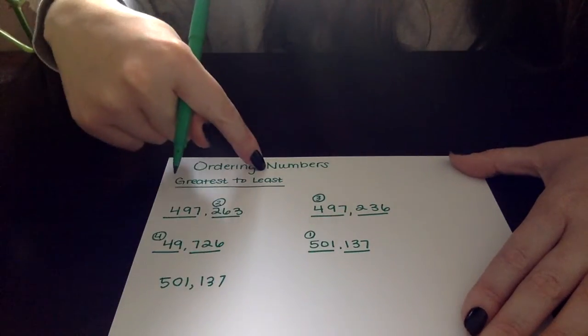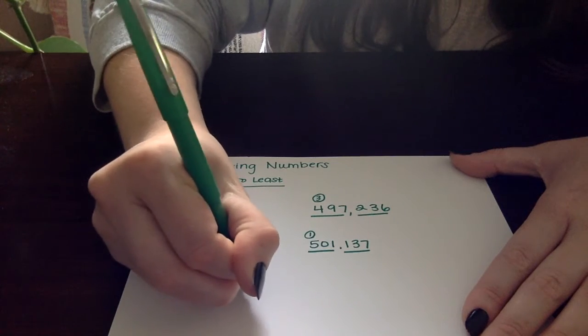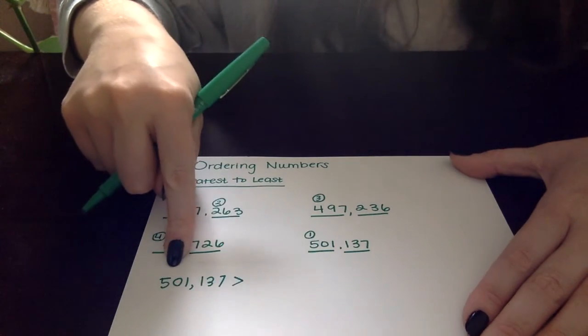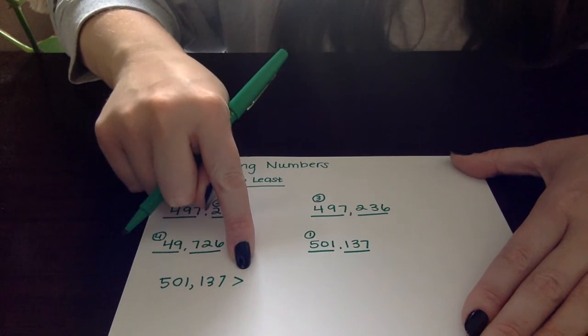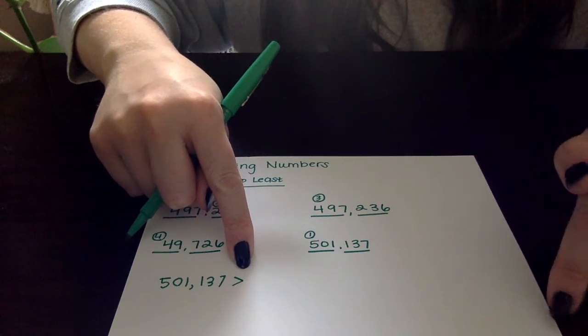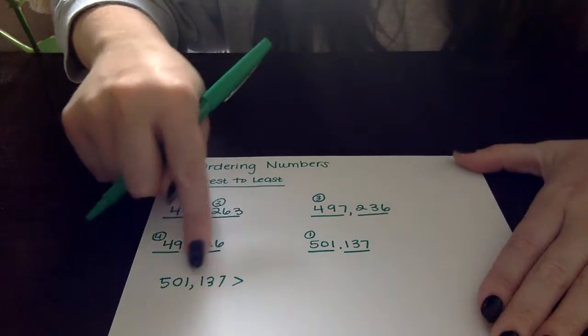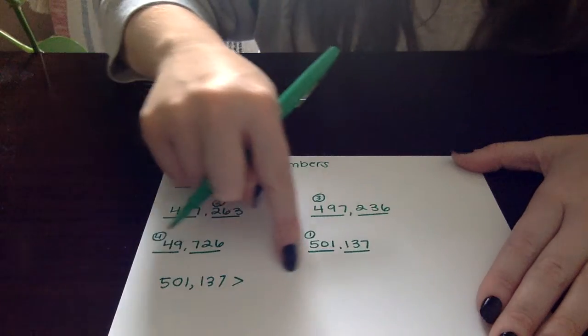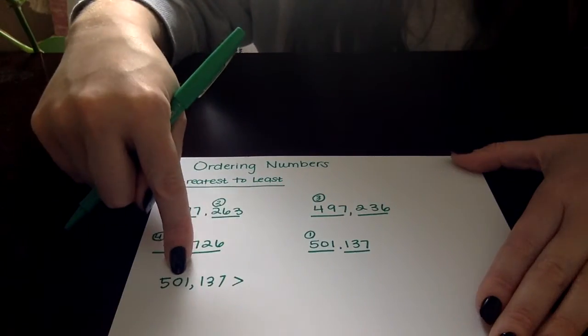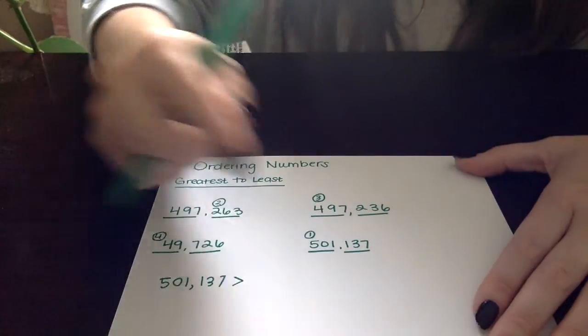Since I'm writing greatest to least, I need to use my greater than sign because as I read from left to right, it should say 501,137 is greater than. When we write it out in a linear fashion, meaning in a line, everything to the left of the greater than sign needs to be larger than what's to the right of it. Since we start with greatest, it should go in that order.